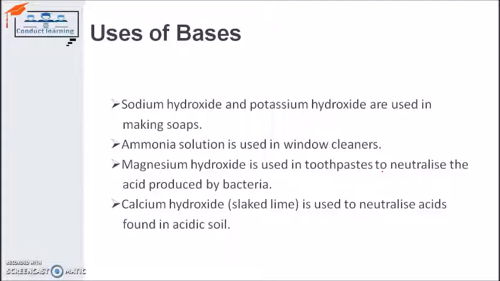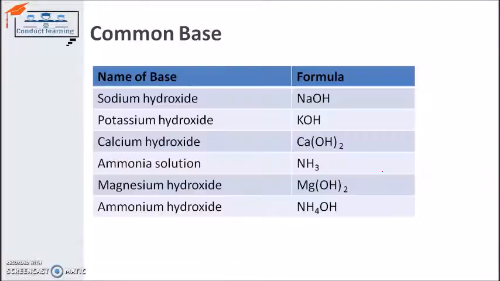Calcium hydroxide is used to neutralize acid found in acidic soil. So calcium hydroxide is basically the slaked lime, Ca(OH)2, for which you have taken an example in the previous chapter also. When calcium hydroxide is used, it neutralizes the acids found in acidic soils. So it is basically used in fertilizer and all kinds of materials.